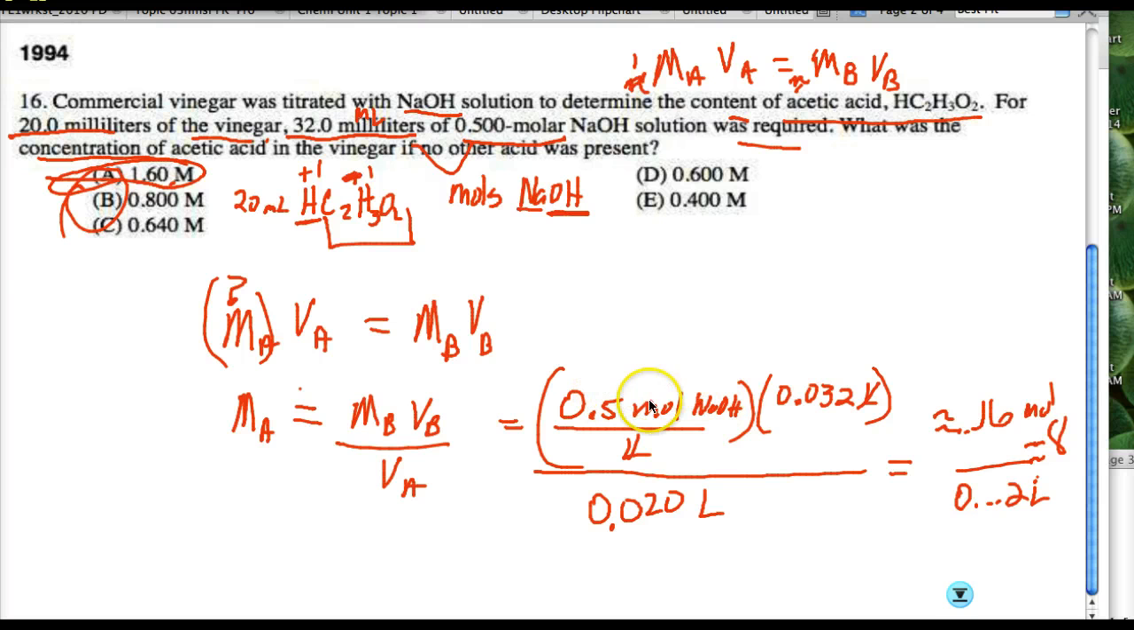Because, I mean, do you see what I did? You can go over here and work it if you want to, but some half, 0.5 is half, some half of this 0.032 is going to be what, 0.016? Divided by 0.02 is going to give you 0.8. So you have 0.8 moles per liter, all right? So that's that one.